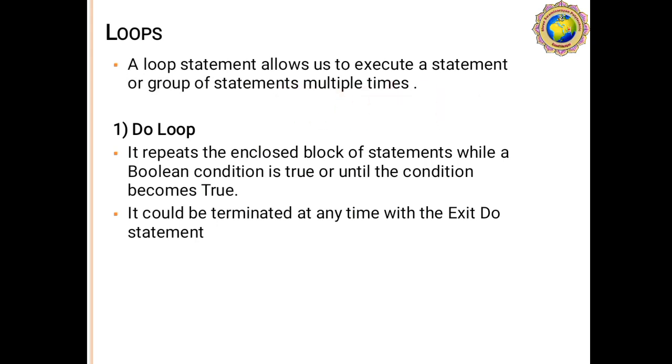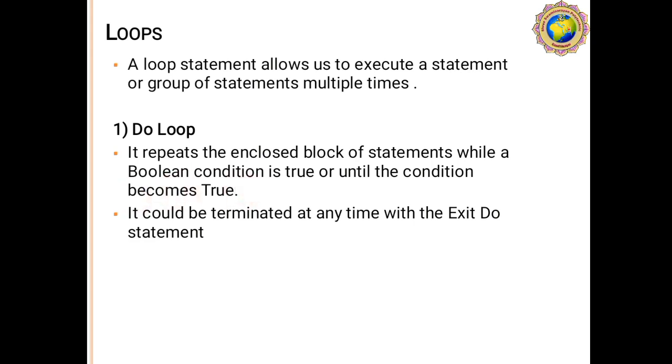So why do we use a loop in a .NET programming language? Because a loop statement allows us to execute a statement as well as a group of statements multiple times. Which types of loop are used in VB.NET? First of all is the Do loop. The Do loop repeats the enclosed block of statements while a boolean condition is true, or until the condition becomes true.